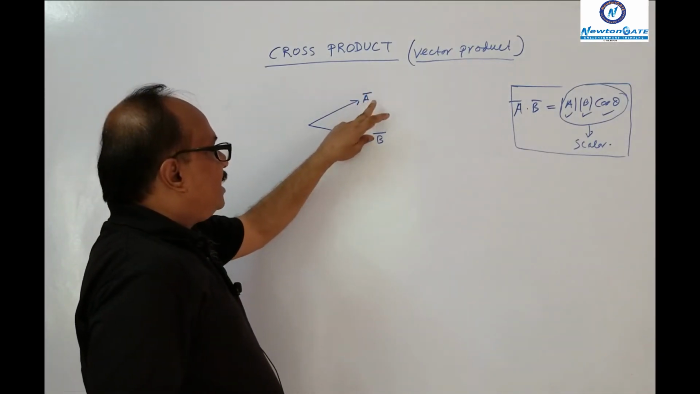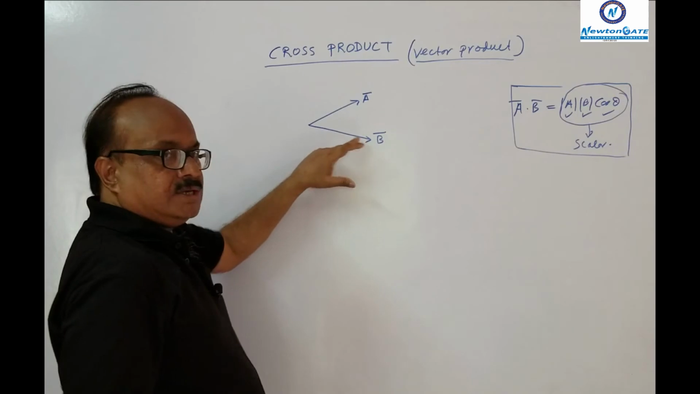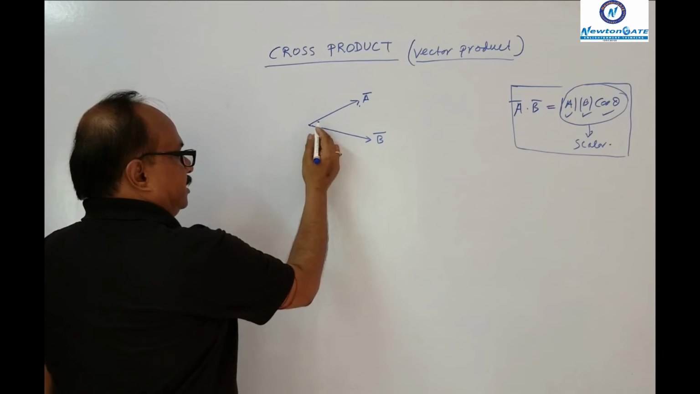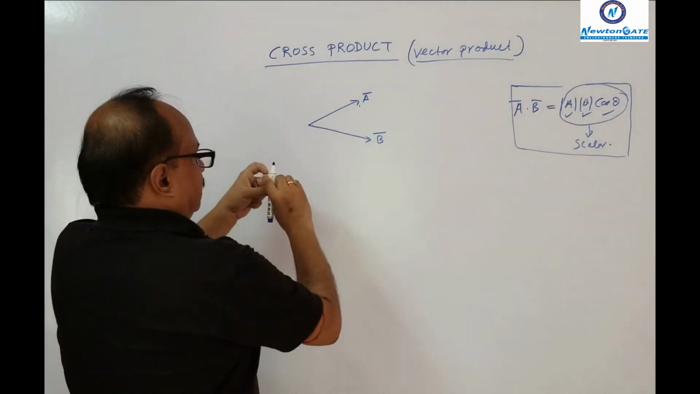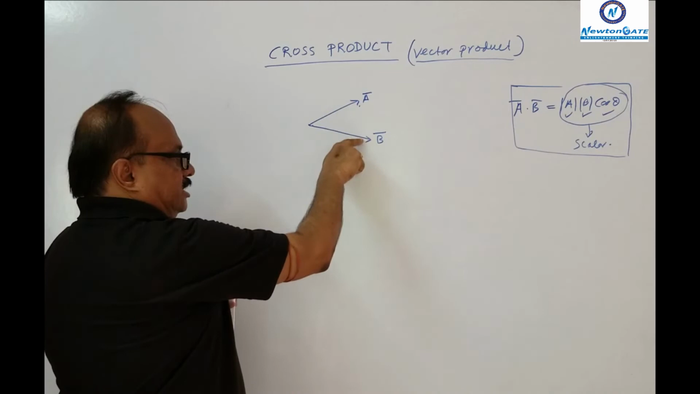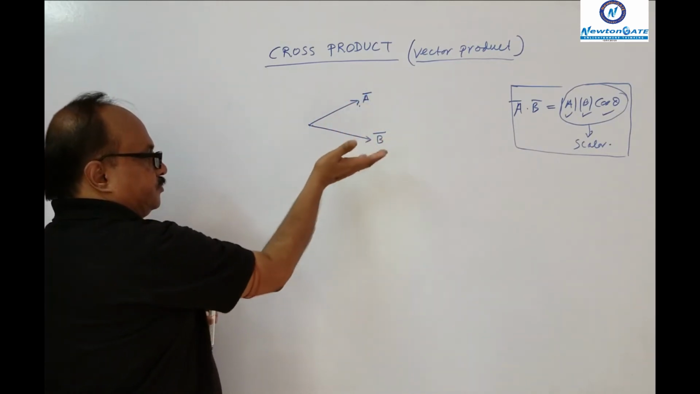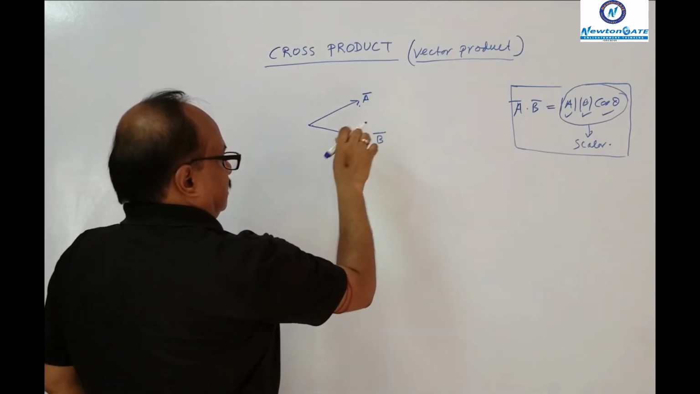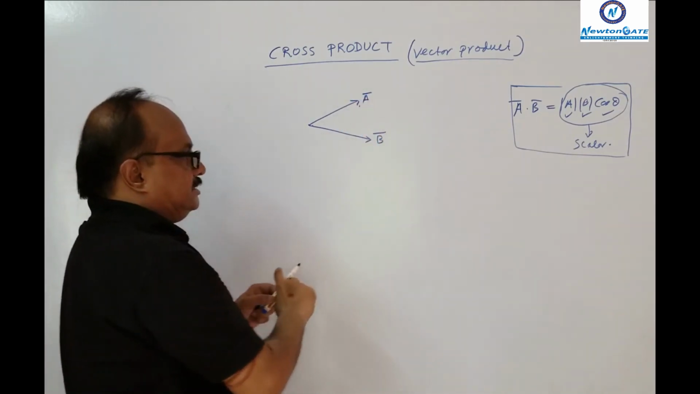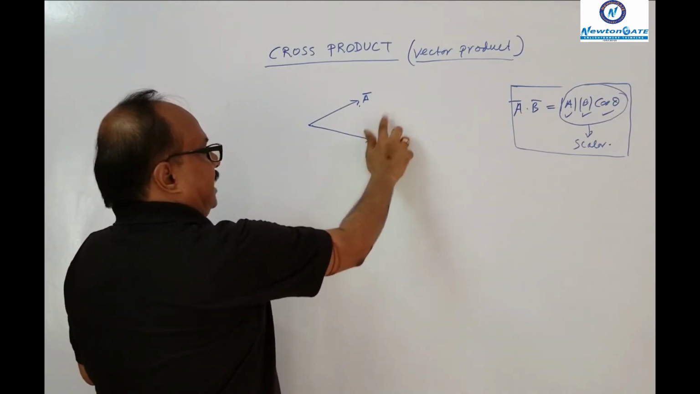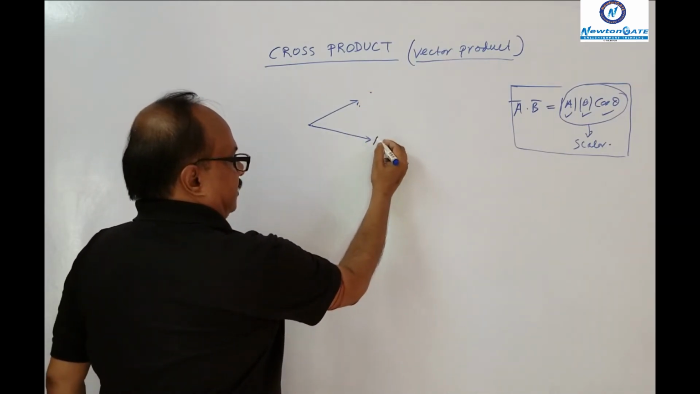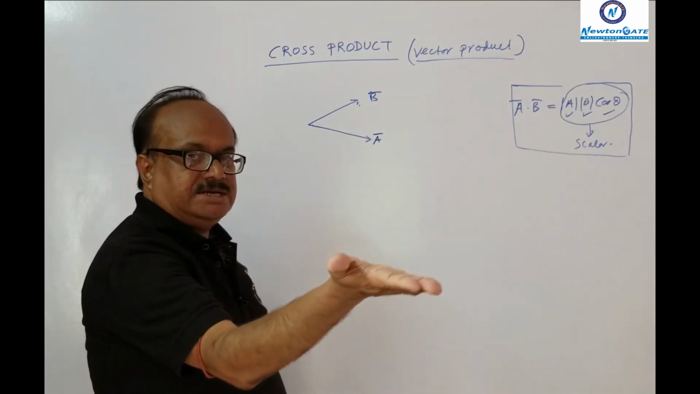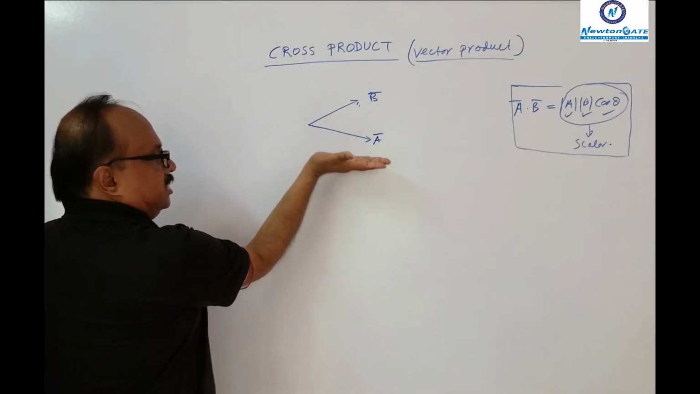If A is crossed with B, you will get a vector. That vector will be perpendicular to this vector. Let us say this is vector A and this is vector B. So this is my right hand. When you cross, use your right hand.